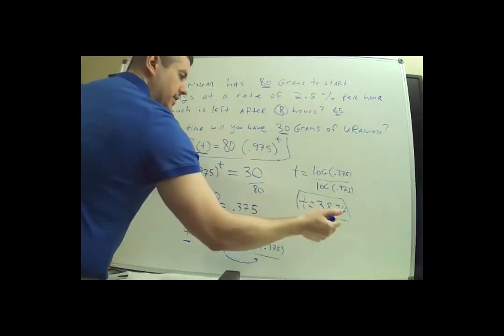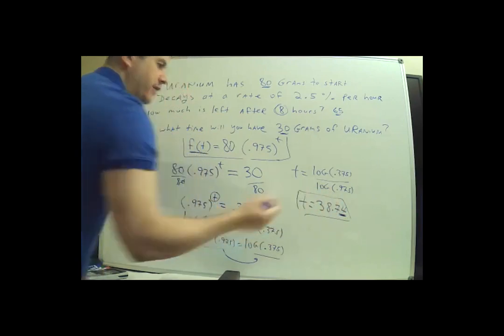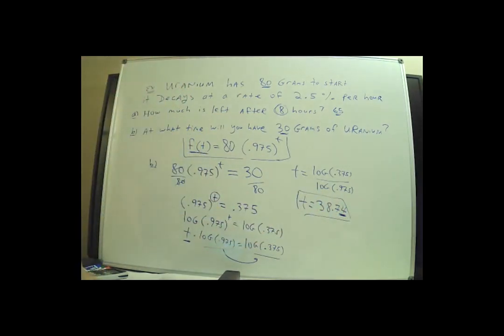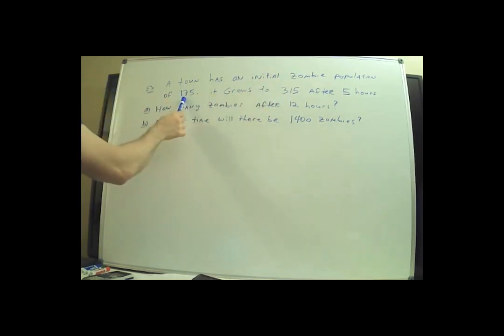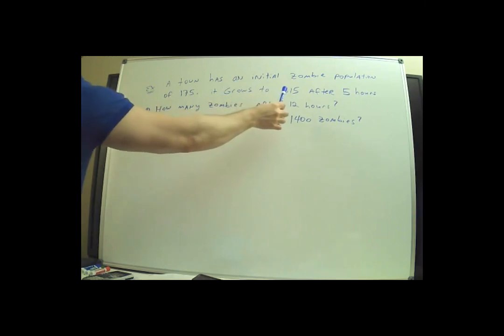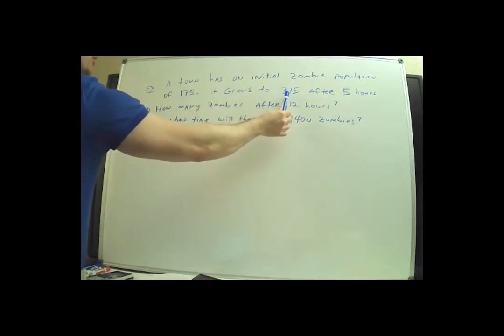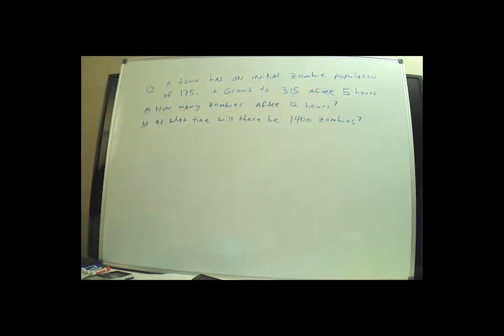And since we're talking about time, 0.74 is okay here. So you can leave it like that. Also, okay, second problem. A town starts off with an initial zombie population of 175. As the zombies bite people, they turn. So, the population of zombies is going to grow to 315 after 5 hours. The question is how many you'll have after 12 hours.